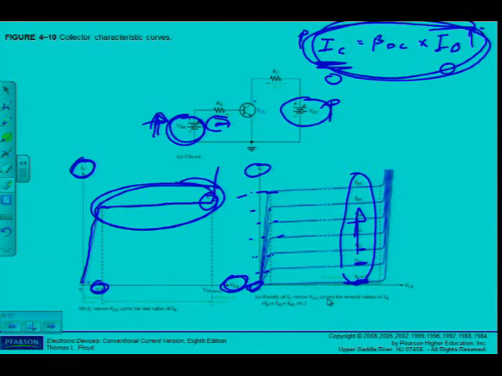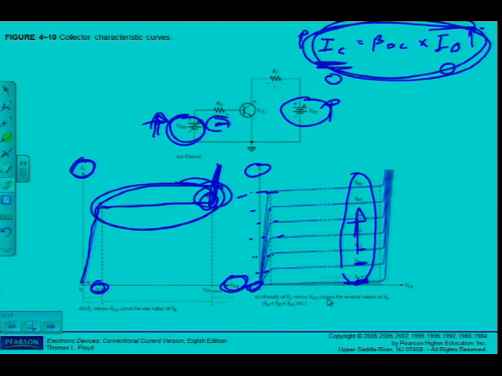When VCE reaches a sufficiently high voltage, the reverse biased base collector junction goes into breakdown and the collector current increases rapidly, as we've seen here, and this is the area where the transistor should not be used. Then it goes into breakdown, burns out, doesn't work anymore.